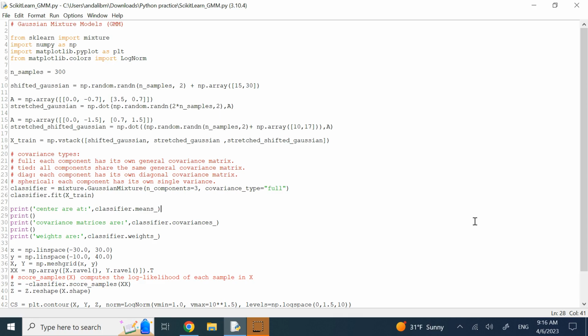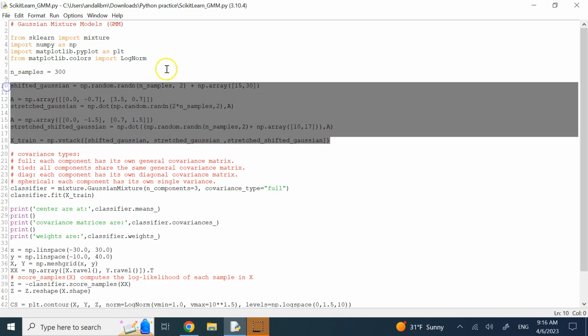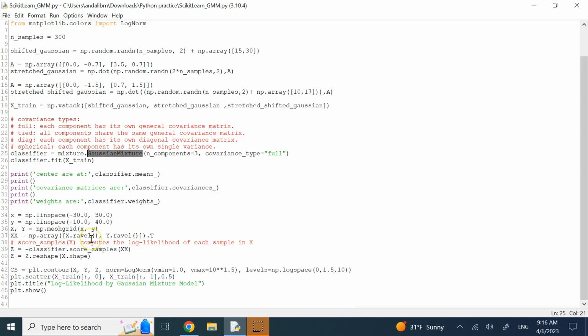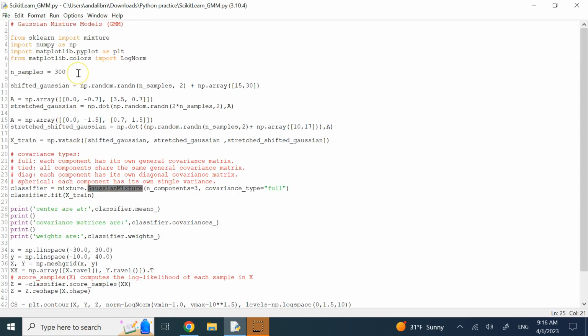So here I artificially created three sets of data, three sets of Gaussian numbers, and then I stack them together to make the mixture, and then apply my Gaussian mixture to it, and show you the results. For that you need to bring in from Scikit-Learn the mixture module, which has the Gaussian mixture underneath. We need NumPy, and we need matplotlib.